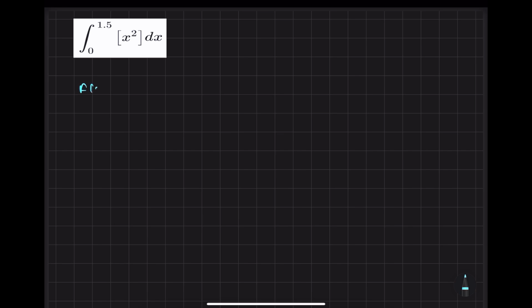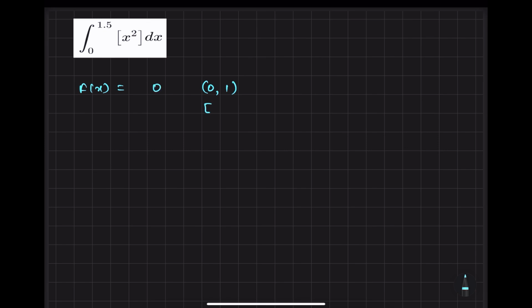Suppose that floor of x squared is f of x. Now, you know that it changes its behavior at integers. So from 0 to 1, what will happen? If you take any number from 0 to 1, its square will be less than 1, and the floor function output will be 0.